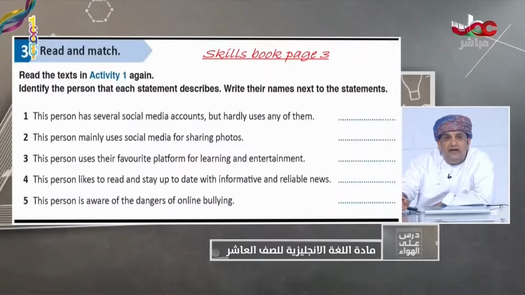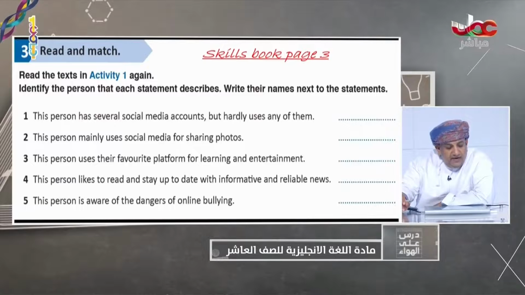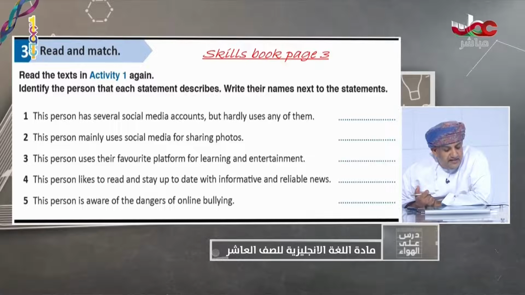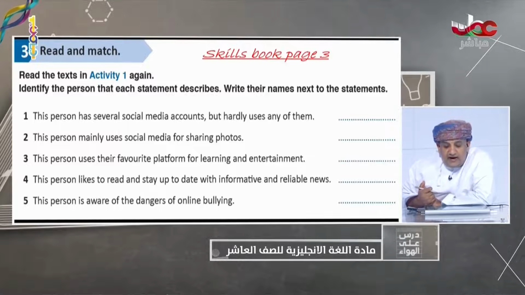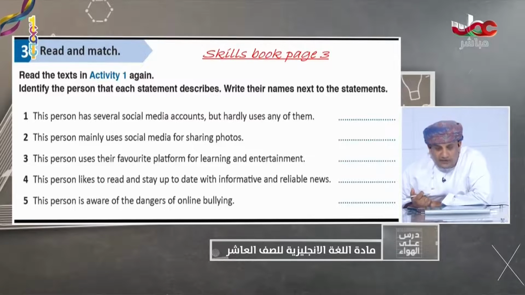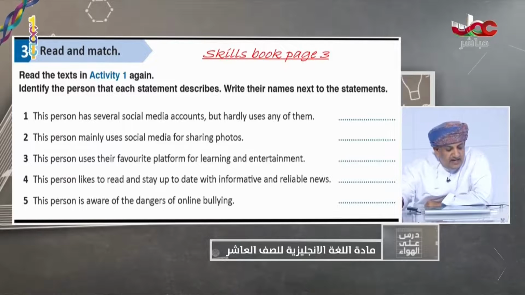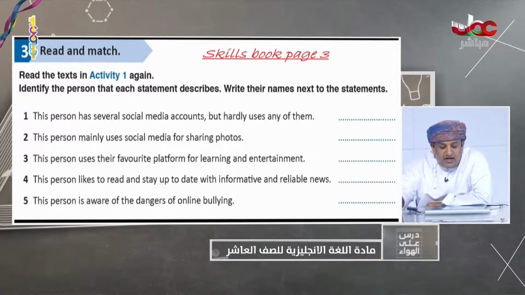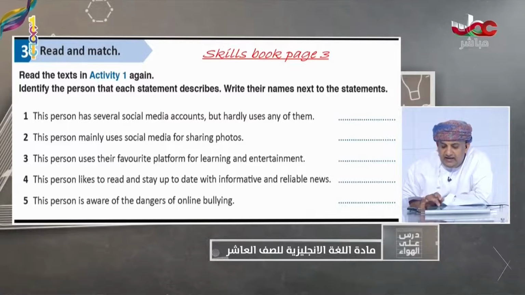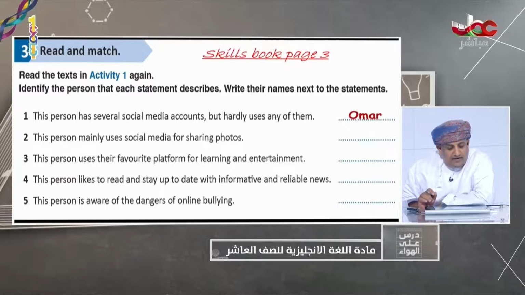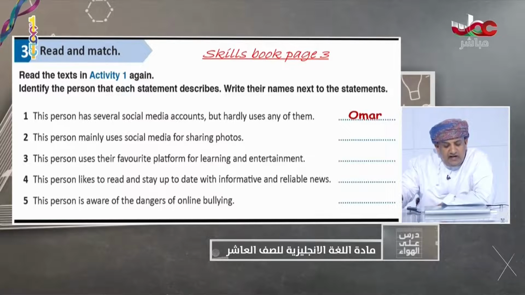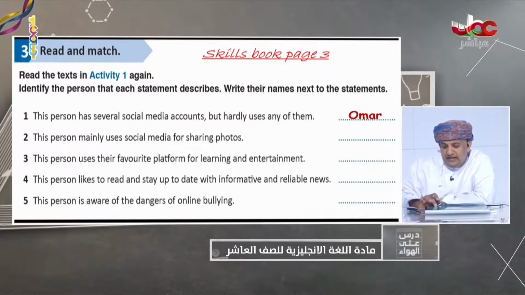Okay, now let's read number 3, read and match. Read the text in activity 1 again. Identify the person that each statement describes. Write their names next to the statements. Okay, now number 1, this person has several social media accounts but hardly uses any of them. Who is it? Who is he? Omar. Very good, Omar. Number 2, this person mainly uses social media for sharing photos. Okay, who is he or she?